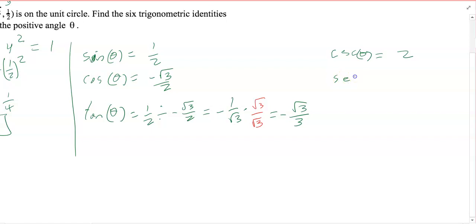The secant of theta is going to be 1 over negative radical 3 over 2, so that would be 2 over negative radical 3. And if we want to rationalize this, again, we multiply both top and bottom by radical 3 over radical 3, and that will give us negative 2 radical 3 over 3. And then the cotan of theta is going to be 1 over tan of theta, which is going to be 1 over negative 1 over radical 3, so that will simply give us negative radical 3. Okay? So that's our 6 trig functions.